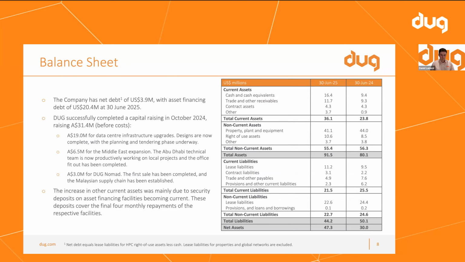I'll move on. Balance sheet. So net debt of 3.9, with total asset financing of 20.4. So that 20.4 now is, that number's coming down as we make repayments on the facilities that we have. And the net debt of 3.9 is down significantly from earlier in this year and last year as well.